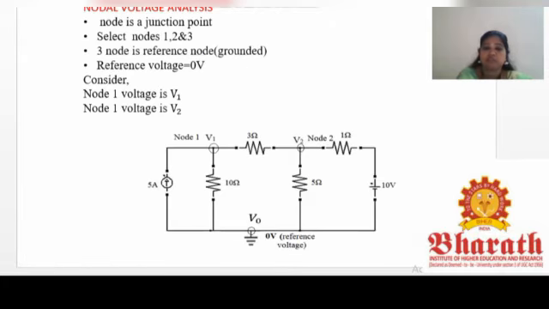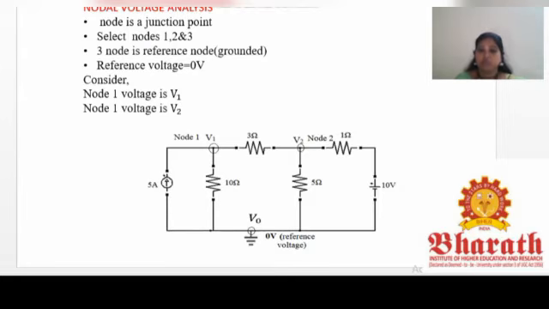So our first step is the nodal voltage method. A node is a junction point, as I said already. We are going to select the nodes 1, 2 and 3. In this, node 3, the third node, is the reference node or grounded node. The reference node voltage is 0 volt, as I said already. It is common for all the circuits.